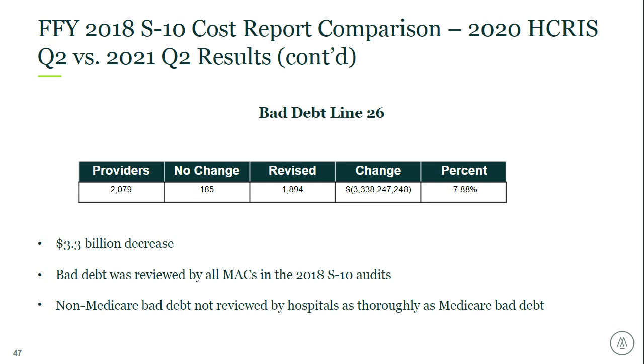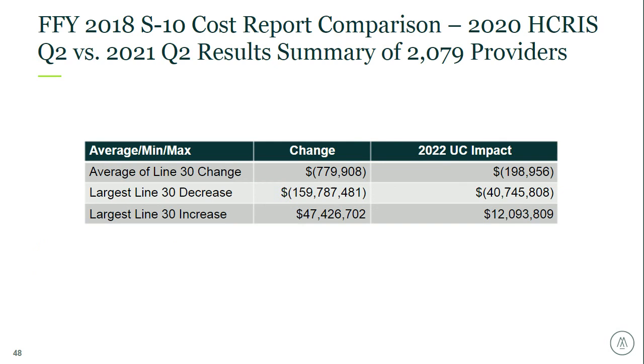And to just give you a sense of the overall movement still in the reported S-10 numbers, the average line 30 change was $780,000, with the largest decrease being $160 million, with that estimated lost allocation of $41 million. And so that largest increase you can see is $47 million. That's in reimbursement pickup on their UC payment of a little bit more than $12 million. So needless to say, there's still a lot of movement in the numbers, and per CMS's comments in the final rule, these audits will continue accordingly.